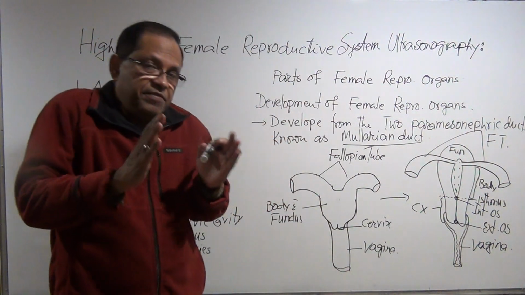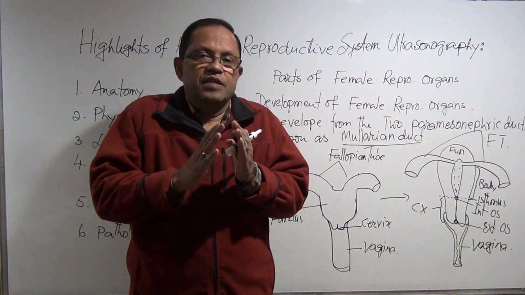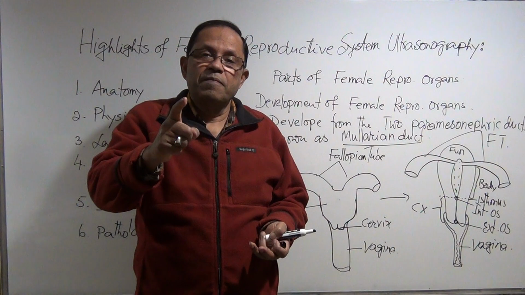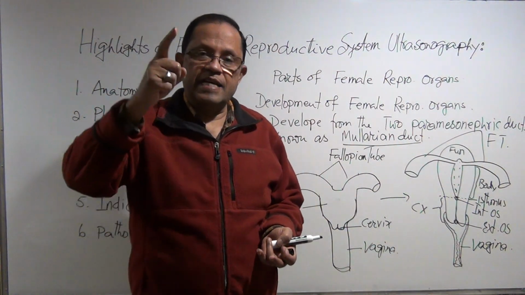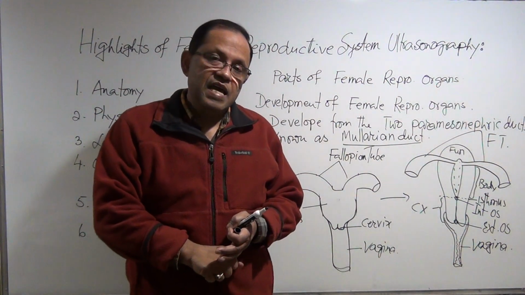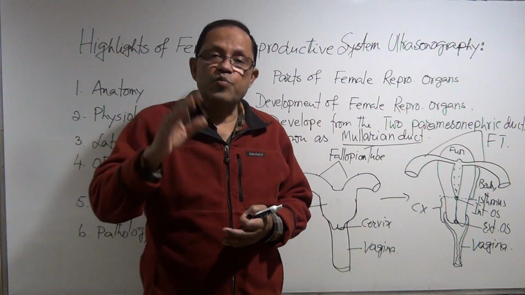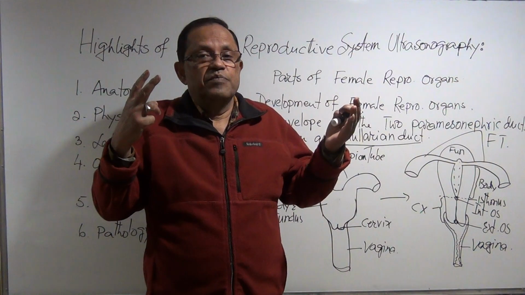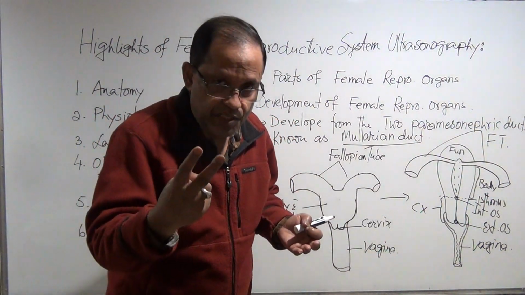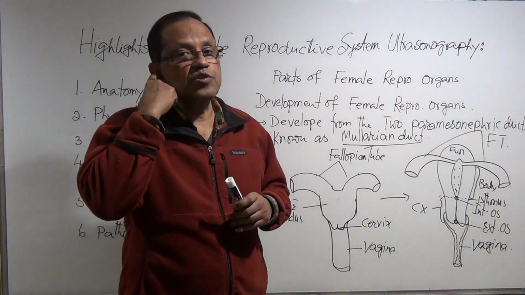Understand again. If the two Mullerian ducts or paramesonephric ducts don't fuse each other, then each Mullerian duct will grow individually, and each will give one fallopian tube, one uterus that has a fundus, body, and cervix, and one vagina. And that will give the three layers of the uterus: perimetrium, myometrium, and endometrium. So the woman will have two fallopian tubes, uterus, and vagina, known as didelphys. We will talk about this in congenital anomalies.